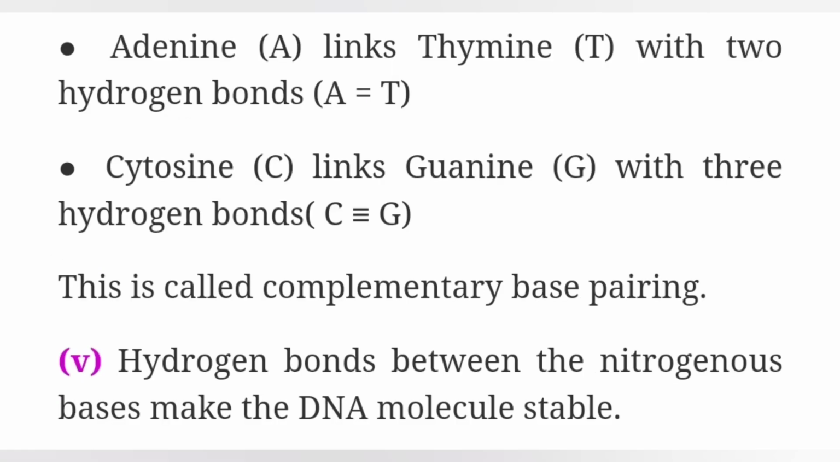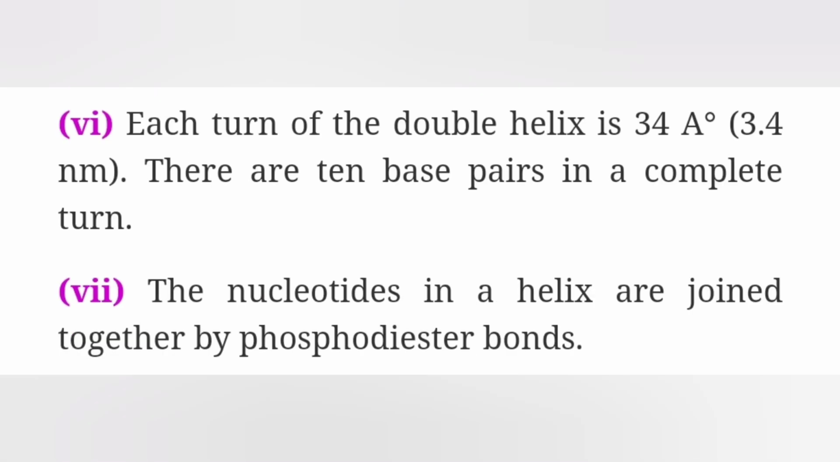Adenine A links thymine T with two hydrogen bonds, A equals T. Cytosine C links guanine G with 3 hydrogen bonds, C equals G. This is called complementary base pairing. Fifth point, hydrogen bonds between the nitrogenous bases make the DNA molecule stable. Sixth point, each turn of the double helix is 34 angstrom, 3.4 nm. There are 10 base pairs in a complete turn. Then seventh point, the nucleotides in a helix are joined together by phosphodiester bonds.